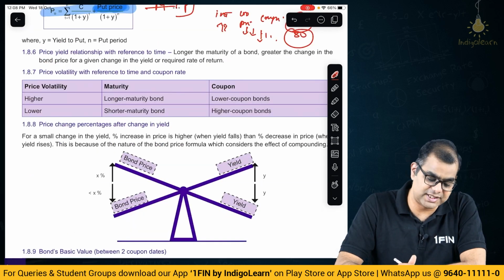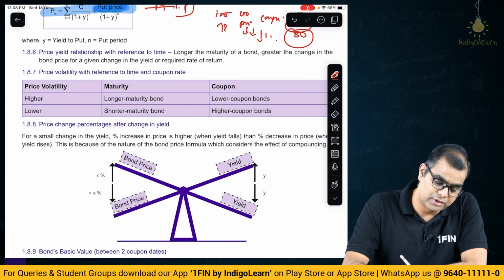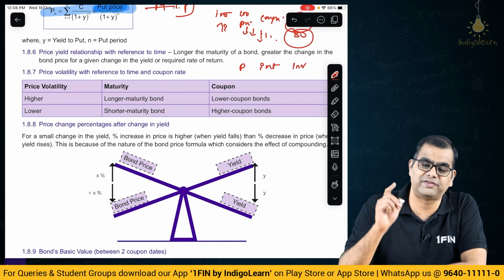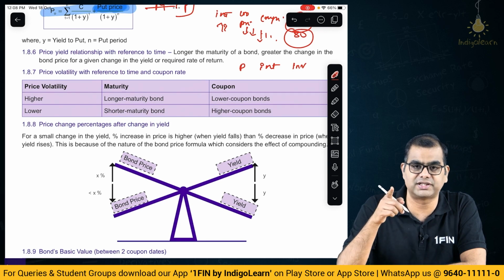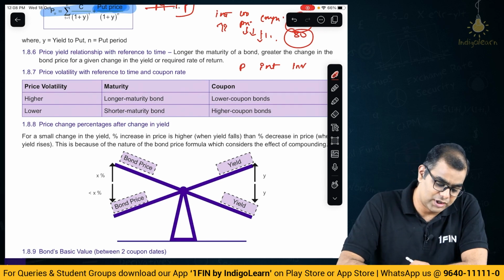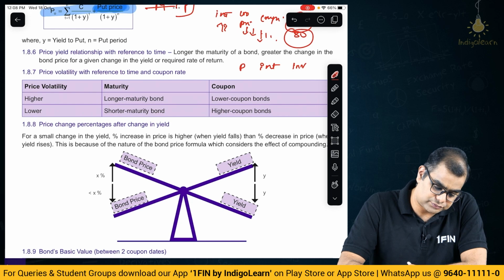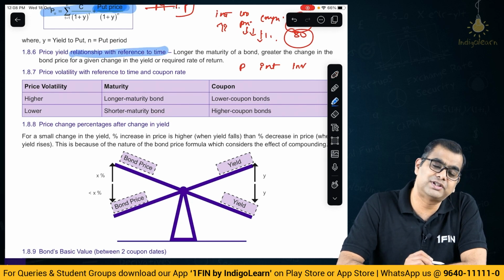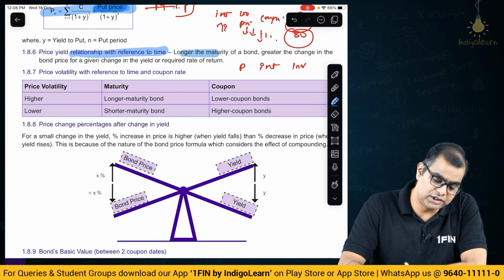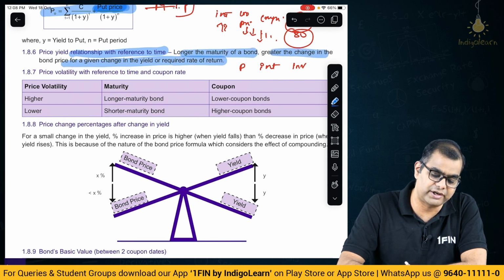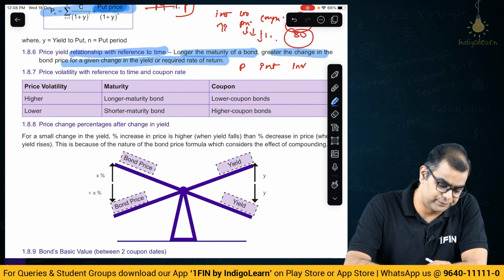Now, we have understood the previous aspect which we discussed, which is price and interest rate. The relationship is inverse. That is, if interest rates increase, price decreases. If interest rates decrease, price increases. However, please note one more thing. What is the relationship with respect to time? The longer the maturity of the bond, the greater the change in bond price for a given change in yield or required rate of return. What are they talking about here?